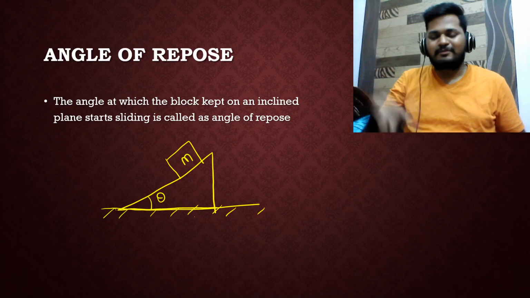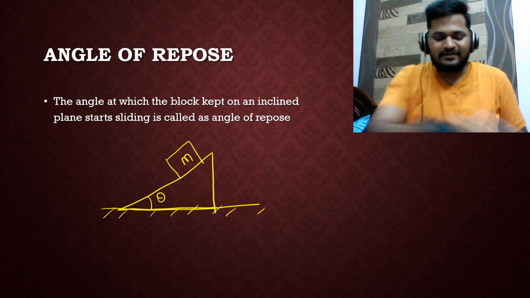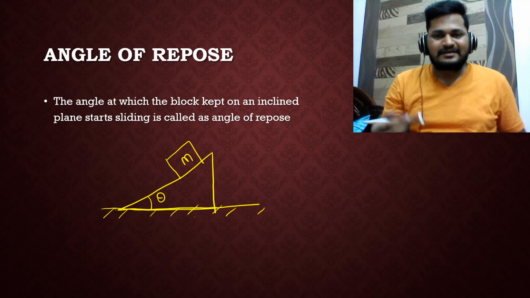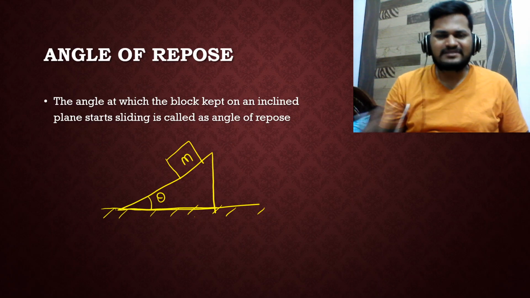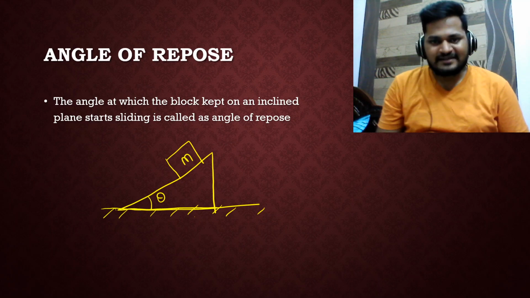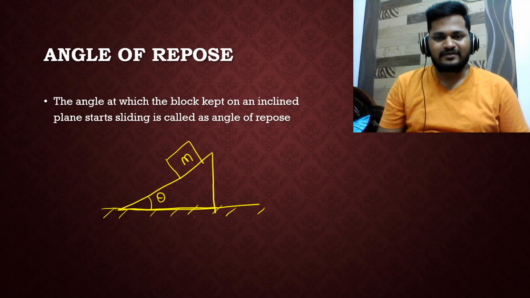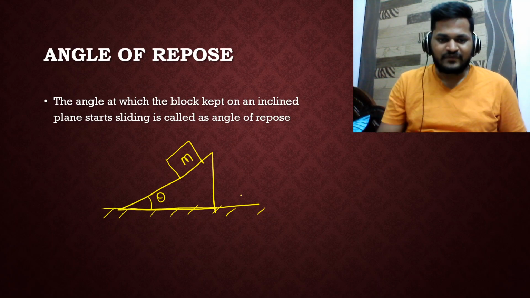Okay, so the maximum angle at which the block is at rest, or the minimum angle at which the block starts sliding, that is called the angle of repose. I'll repeat again. The maximum angle at which the block is at rest, or the minimum angle at which the block starts sliding, that angle is called the angle of repose. So in this particular case, as it is the maximum angle, there will be limiting friction acting.